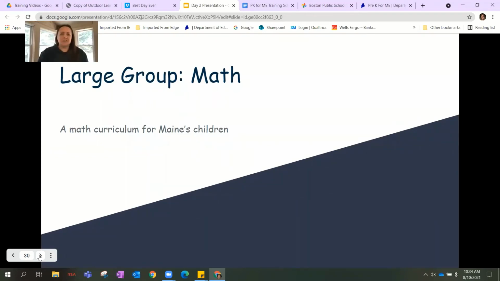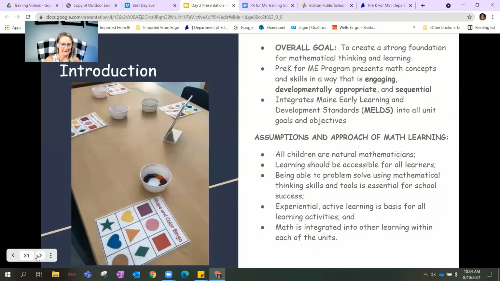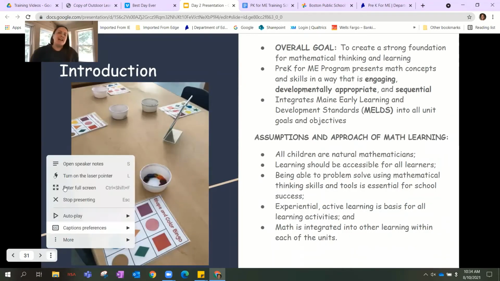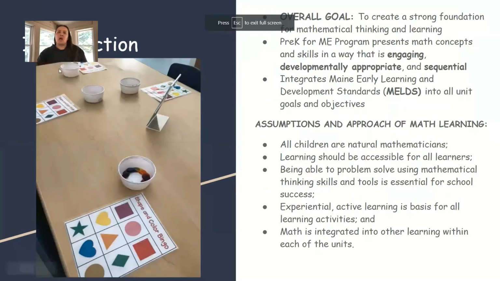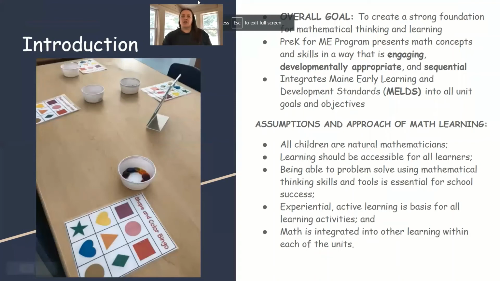You can go on. I was just excited about adding slides, I guess. So all the photos are, I believe, from my classroom and are math activities that they were doing during center time from our puzzles and manipulative center or during our small groups. As you can see, this is shape and color bingo.